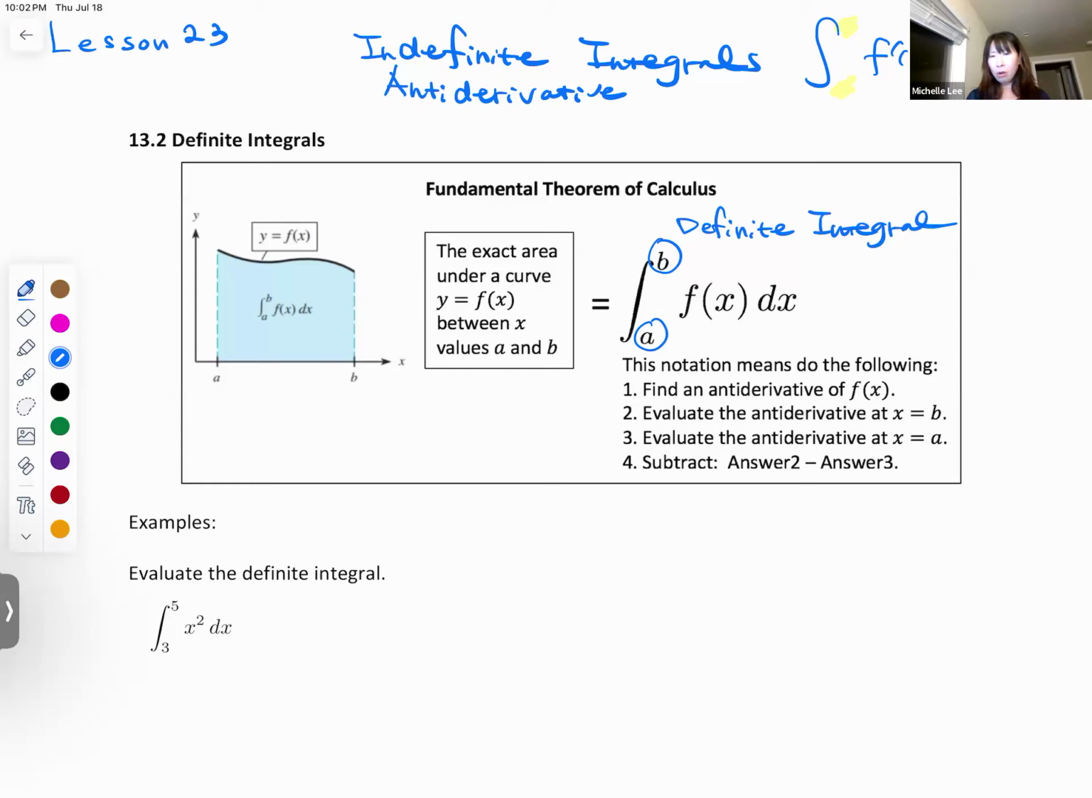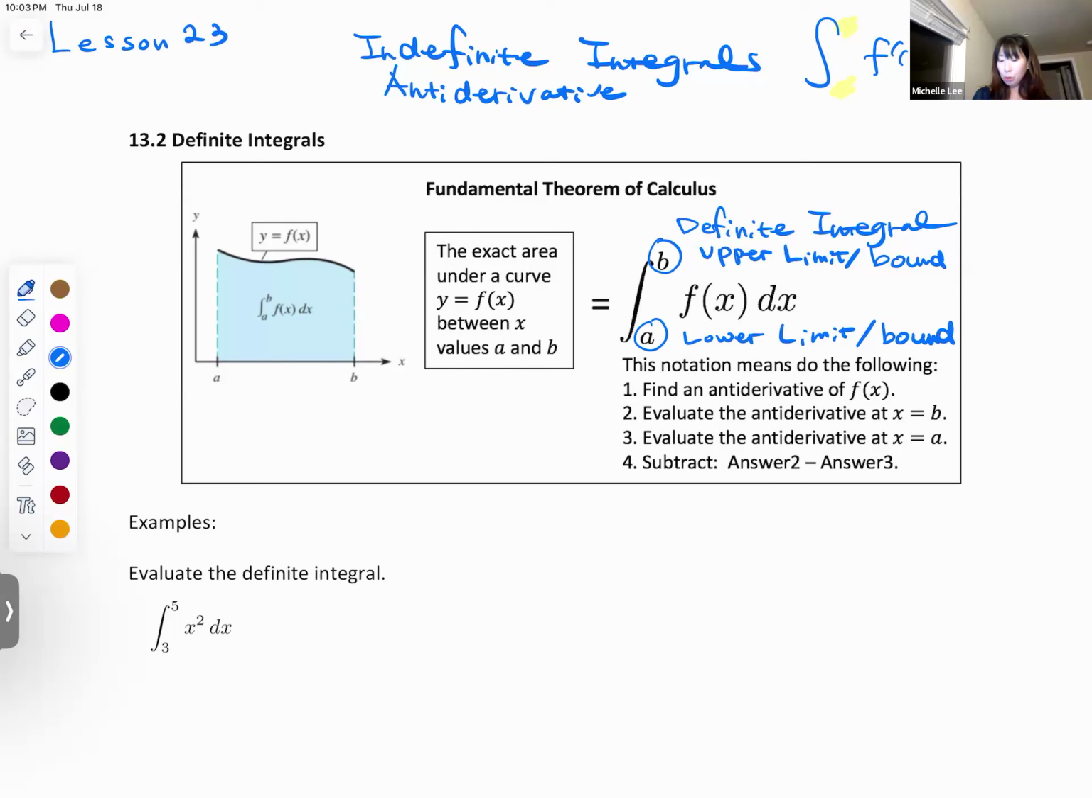Now this one we call the lower limit, or some other books say the lower bound. And this is the upper limit or upper bound. Either way, we can call it. And this is also where we have the fundamental theorem of calculus.